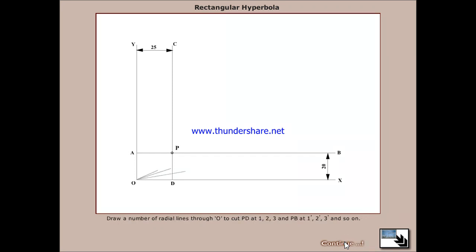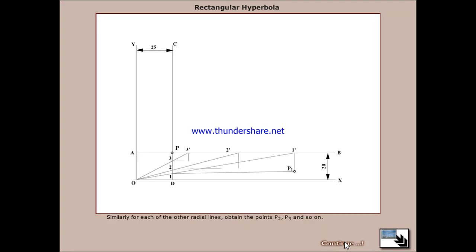Draw a number of radial lines through P to cut PD at 1, 2, 3 and PB at 1 dash, 2 dash, 3 dash and so on. Draw the vertical line through 1 dash and the horizontal line through 1. Both will intersect at point P1. Similarly, for each of the other radial lines, obtain the points P2, P3 and so on. Connect P1, P2, P3 and so on by a smooth curve.